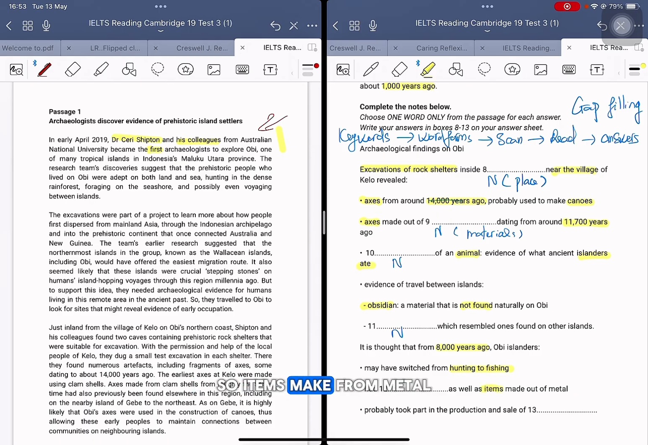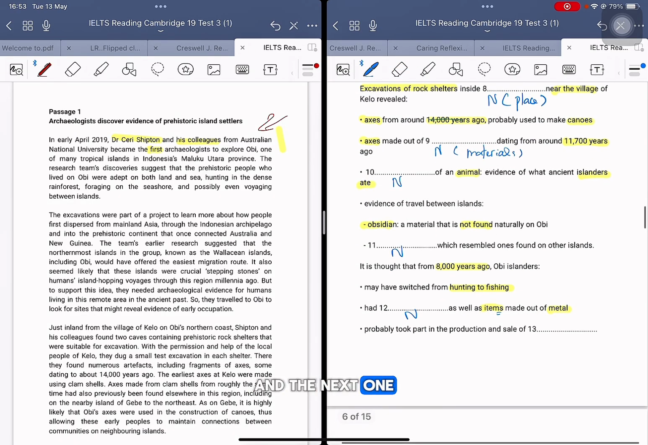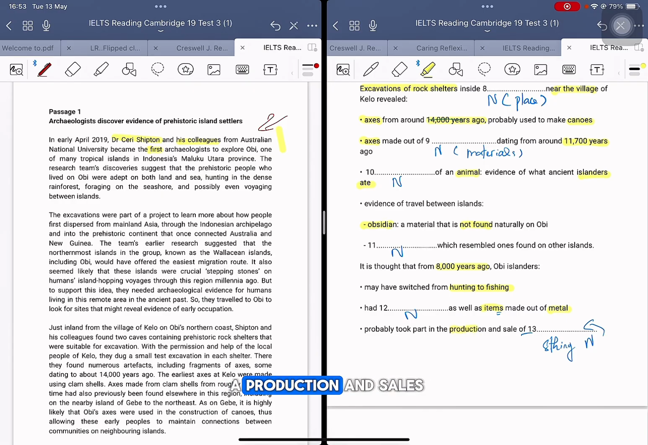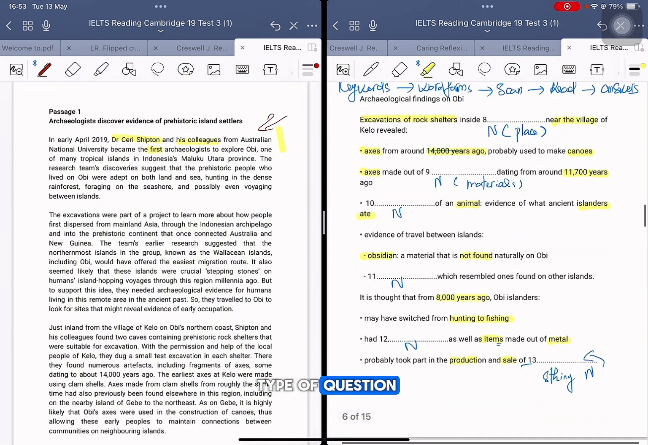So items made from metal. So for sure we need a noun here. Yeah, a noun. Okay, so now, just one noun. Need a noun. Okay, and the next one, sell off something. Sell something, right? So for sure we need a noun here. And some keywords like production and sales of something. Sell of something.